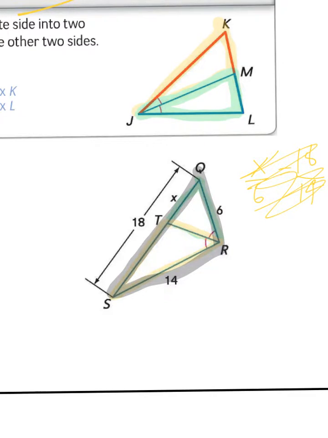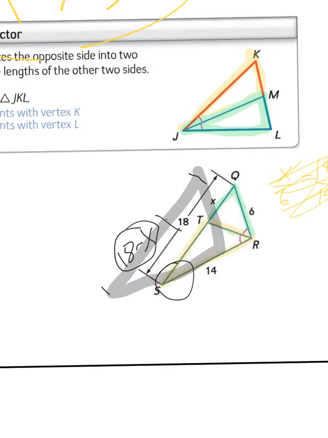Instead, we need to figure out what this side TS should be. So if this from here to here is x, then what about from T to S? Well, if the whole thing's 18 and that little piece is x, then this piece here is 18 minus x. So I'm going to use 18 minus x for my side and 14 for my other side, and that's going to be the two smaller triangles, okay?